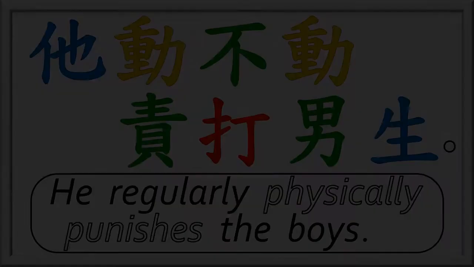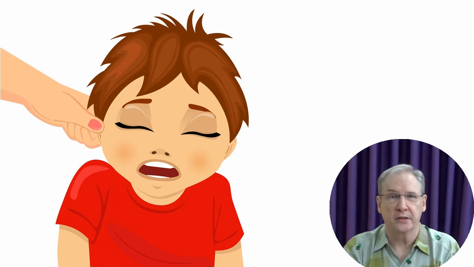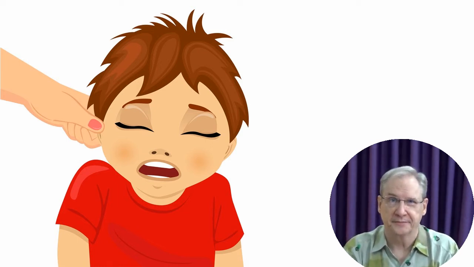Of course, reproaching or rebuking someone often entails punishment, as in this example. 他动不动责打男生. He regularly physically punishes the boys. This is presumably a teacher before physical punishment was forbidden by law.